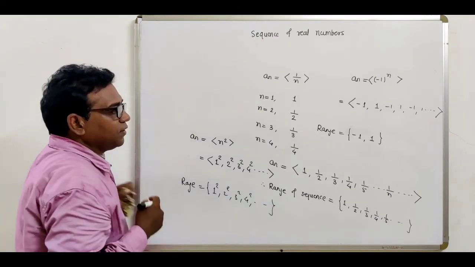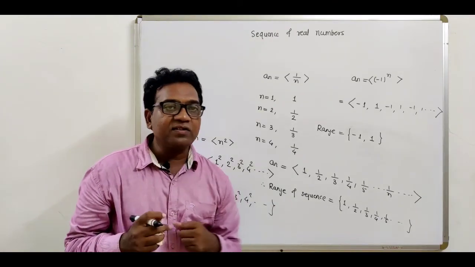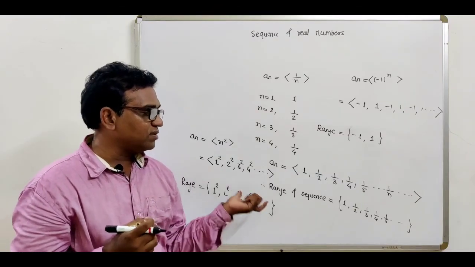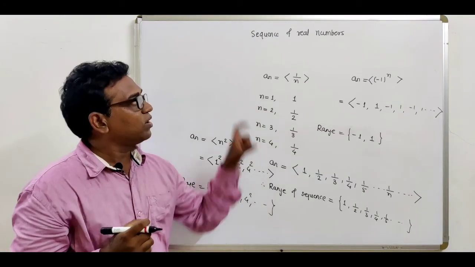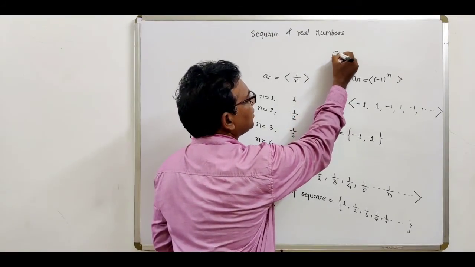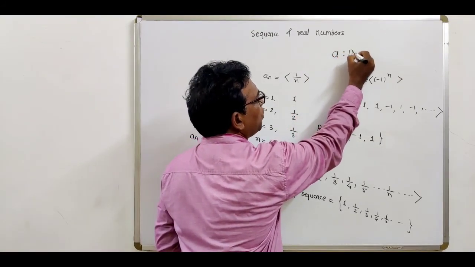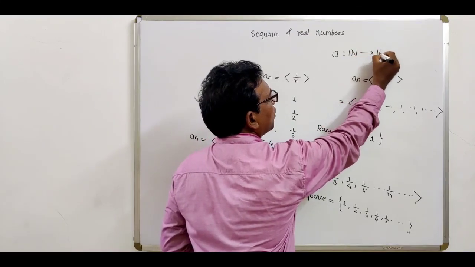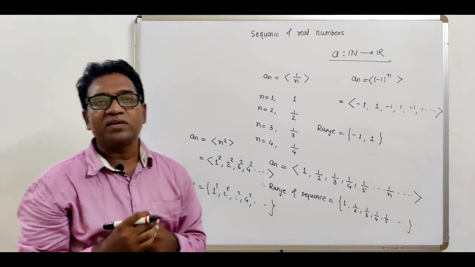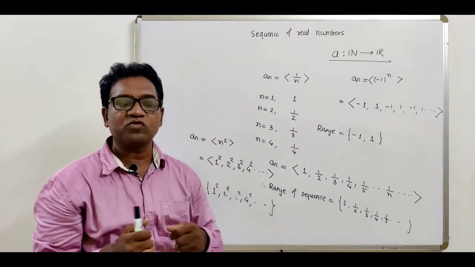So in this lecture we have seen the definition of a sequence and what the range of a sequence is. The definition of a sequence: it is a function whose domain is the natural numbers and codomain is a set of real numbers. That's why it is called a sequence, or infinite sequence, of real numbers.